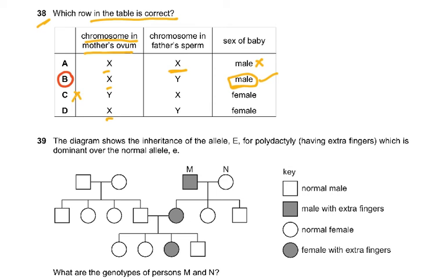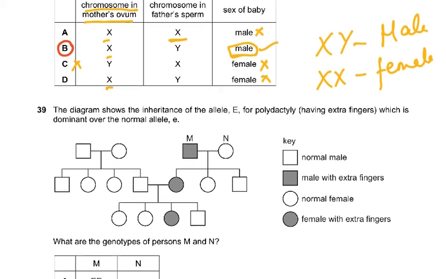X and Y again, female wrong. So if the zygote is X and Y, it's going to be a male child. If it is going to be X and X, that's going to be a female child. So at fertilization, the gender of the fetus is decided, and what it will develop into is decided at the point of fertilization.